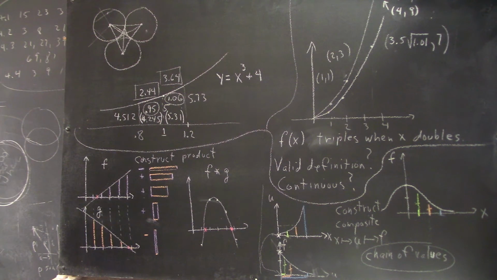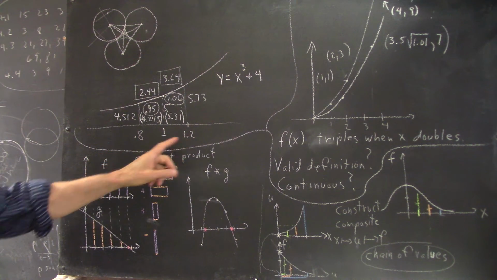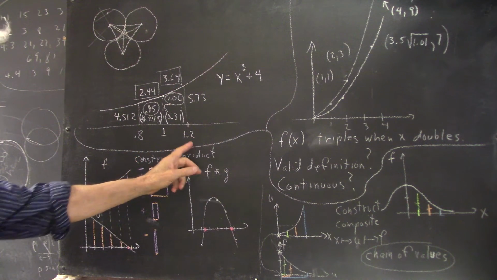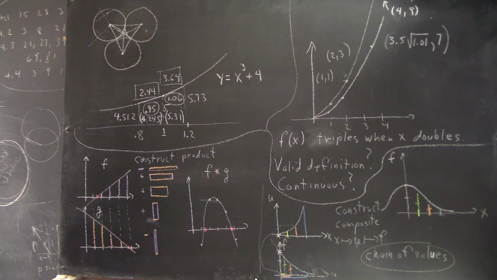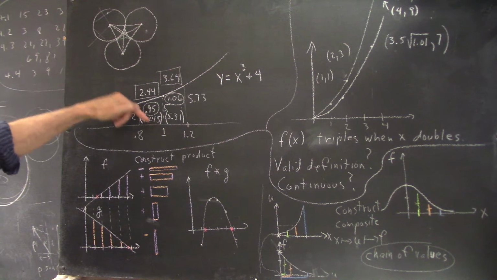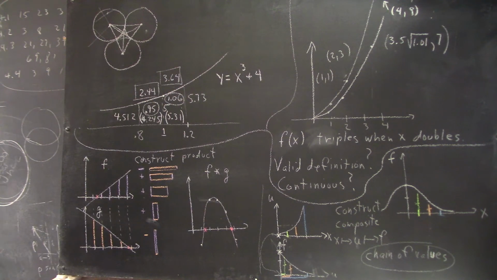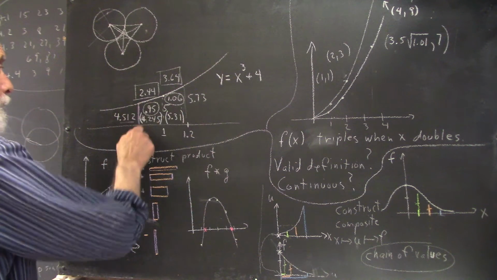Here we illustrate a trapezoidal approximation graph between 0.8 and 1.2 with an increment of 0.2 for the function y equals x cubed plus 4. We put the values of the function next to the line segments that indicate the values, and I'll actually color code these for you. Okay, this value here goes with the purple line.